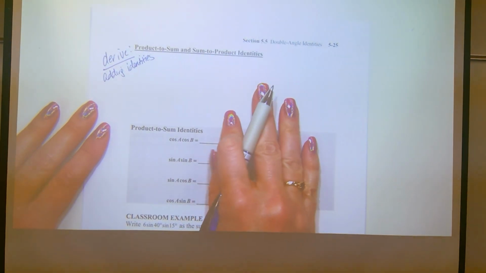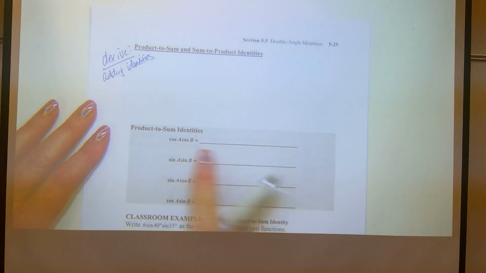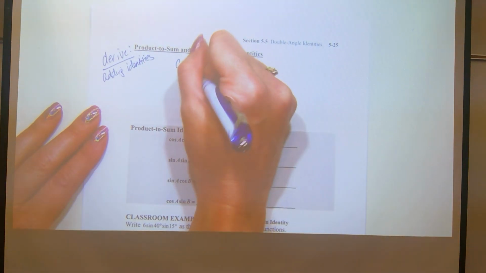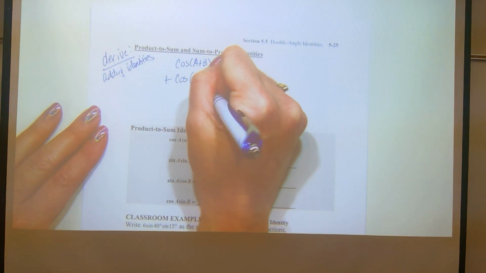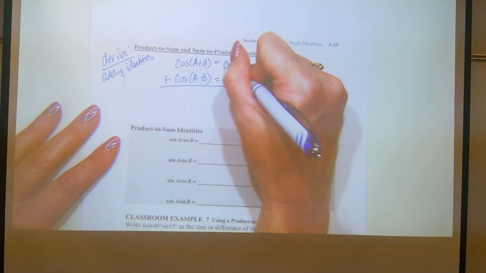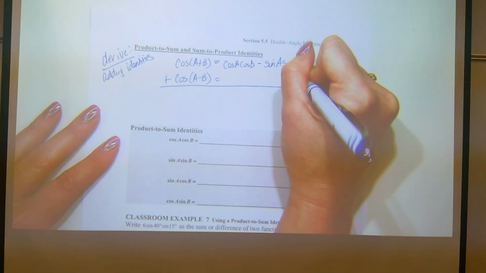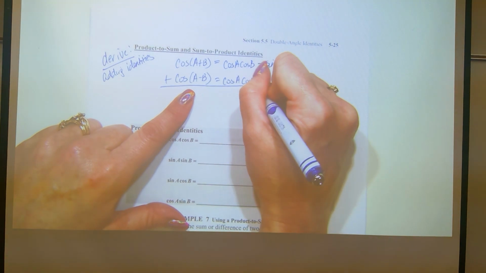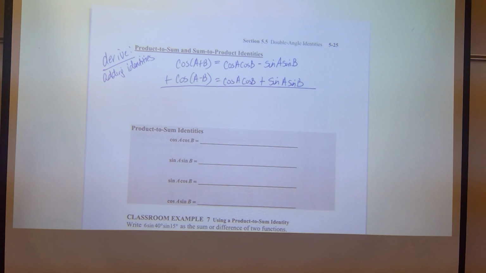The two identities that we add together to get this first product to sum identity, cosine A, cosine B, and tell what it would be as a sum, is cosine sum added to cosine difference. That's what we're going to add together. All right, cosine sum, cosine A, cosine B, minus sine A, sine B. Cosine difference, cosine A, cosine B, plus sine A, sine B. Now we're adding this all together.